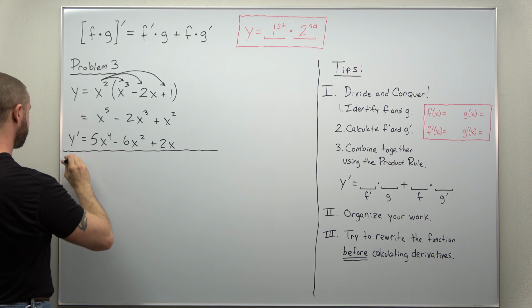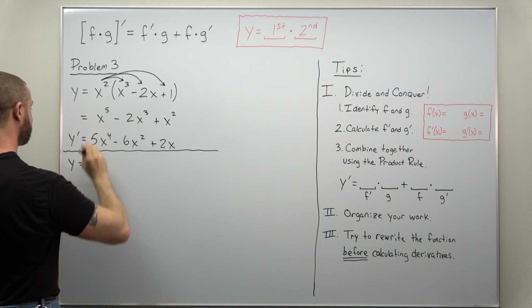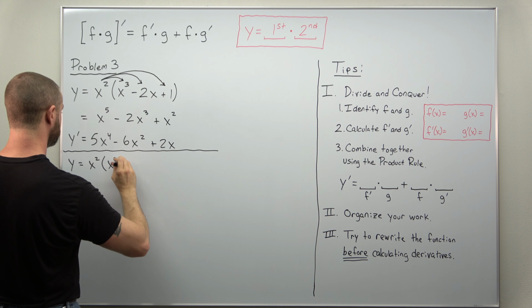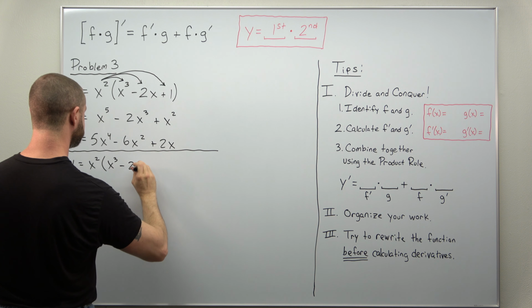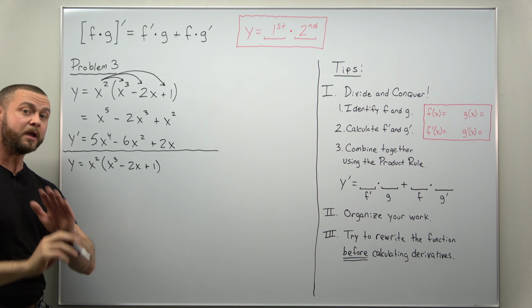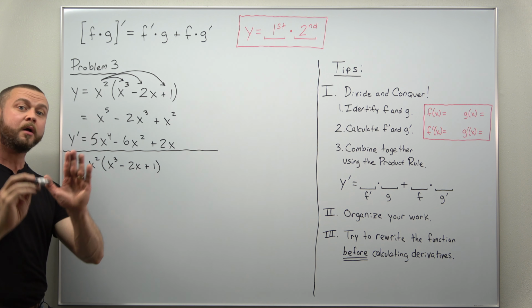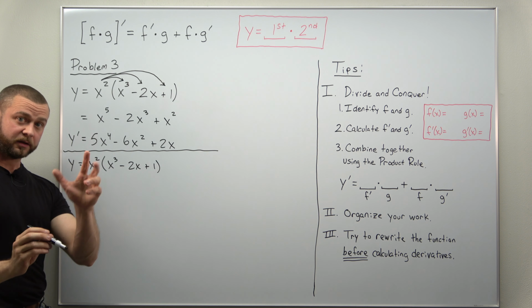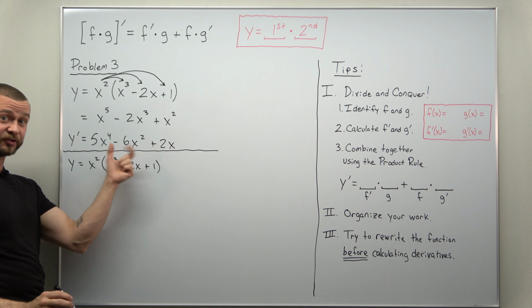So let's write the function down again. It's x squared times x cubed minus 2x plus 1. And we're not going to distribute here because we are intentionally applying the product rule, again, to verify that we get the same answer.